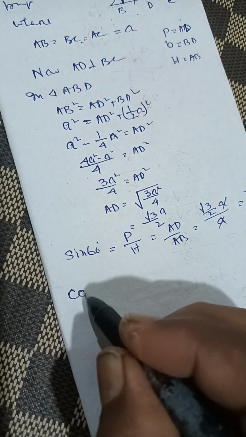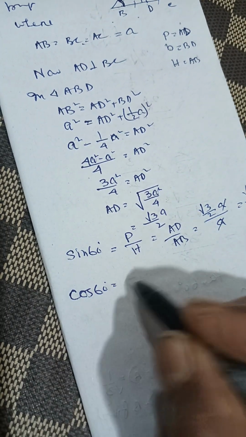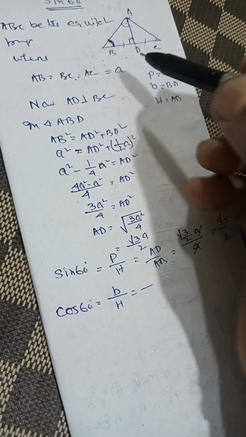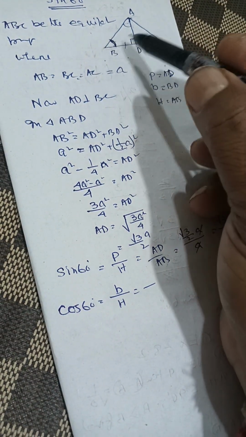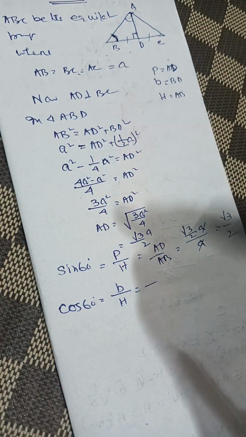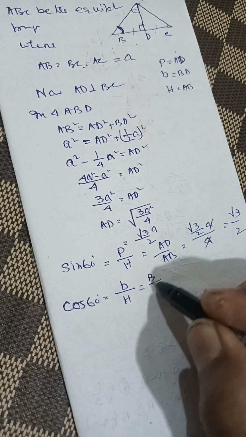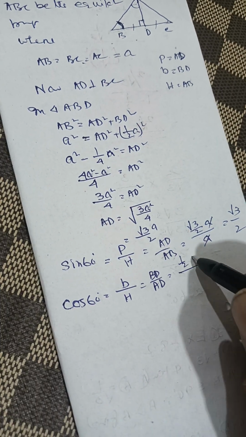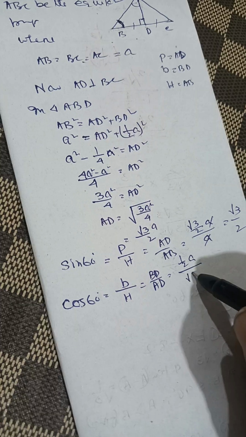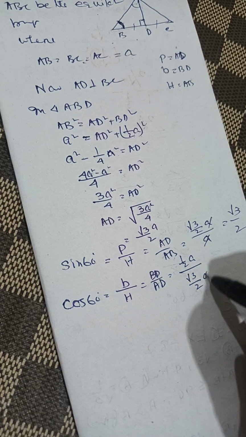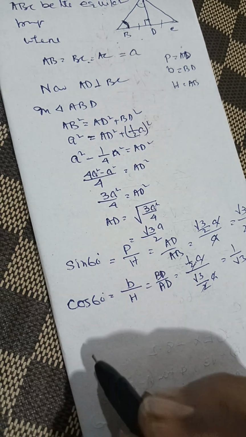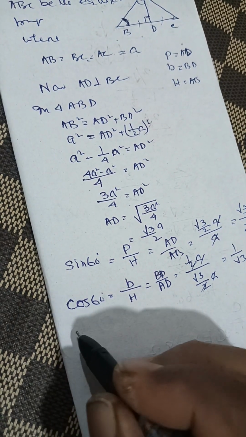Now you find cos 60. Cos 60 we know is B by H. In the diagram, AD is the perpendicular and BD is the base. So you write BD by AB. BD we know is half of A, and AB is A. A cancels, 2 cancels. Answer is 1 by 2. Sin 60 and cos 60 complete.